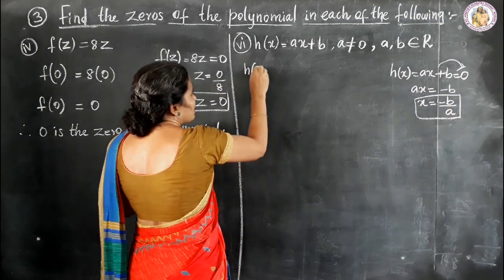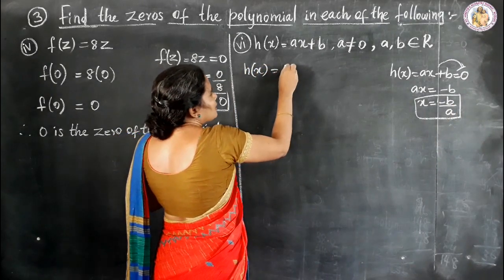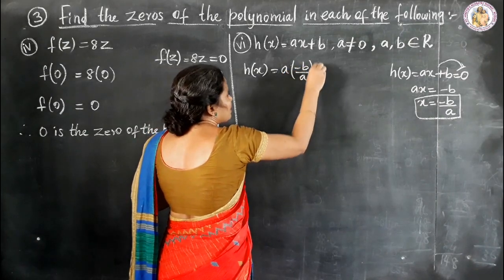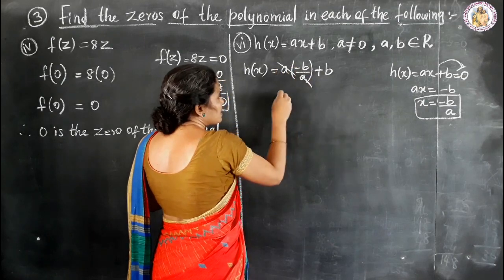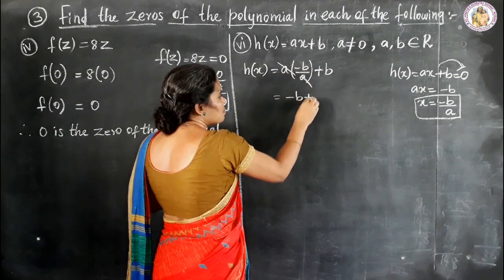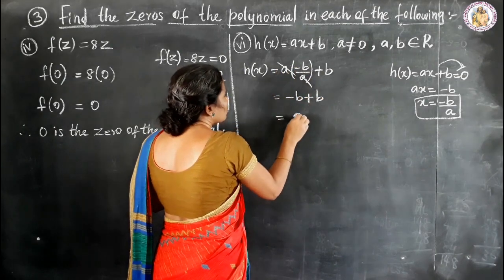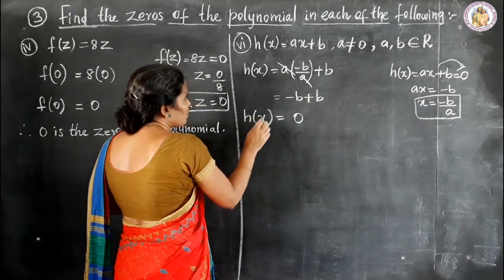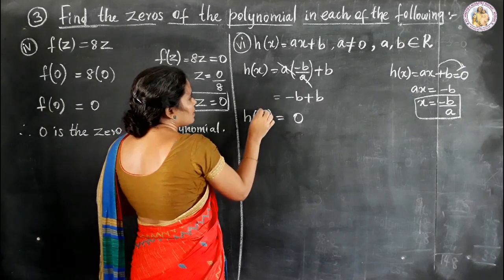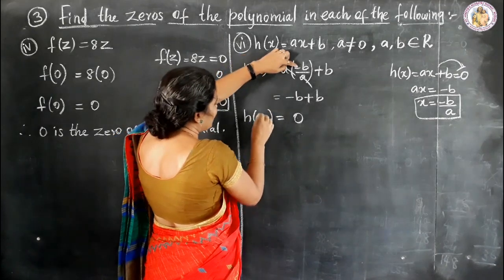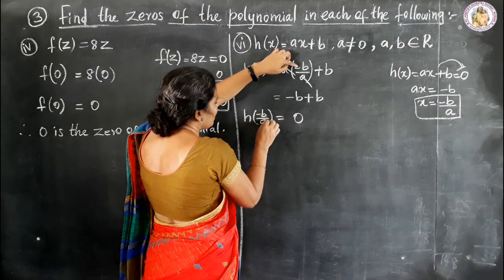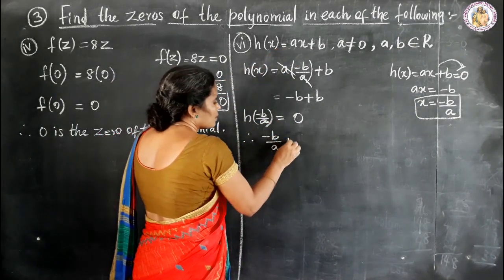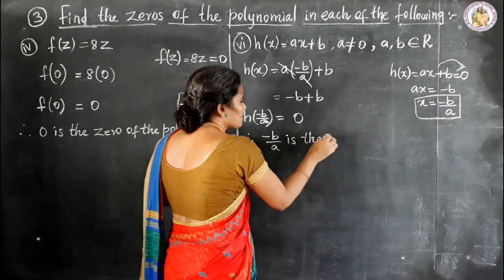So now h of x is equal to a into minus b by a plus b. A cancels, minus b plus b is equal to 0. So h of x is equal to 0. Okay. So therefore, here you can even write h of minus b by a is equal to 0. Therefore, minus b by a is the 0 of the polynomial.